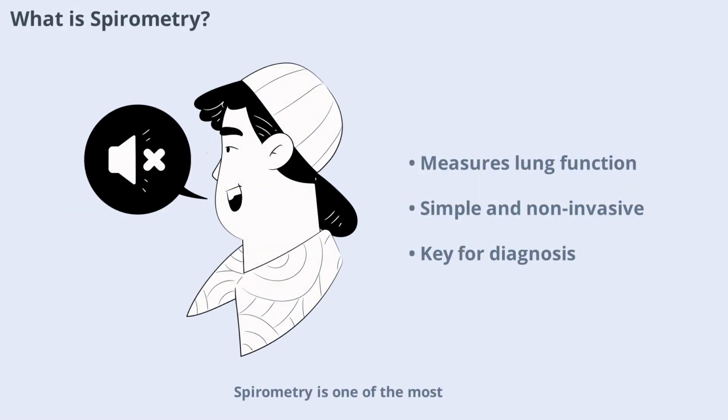Spirometry is one of the most common tests used to assess lung function. It measures how much and how quickly you can move air in and out of your lungs. The test is simple. The subject wears nose clips and, after a full inspiration, exhales as forcefully and quickly as possible. This maneuver provides critical information about lung health and helps diagnose various respiratory conditions.